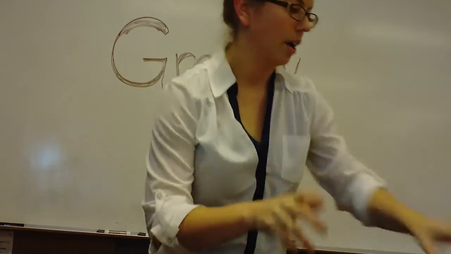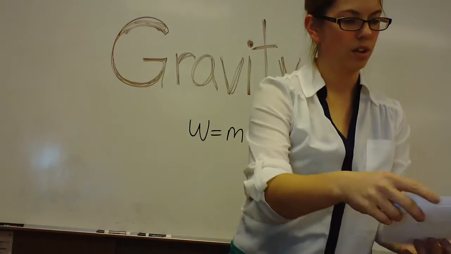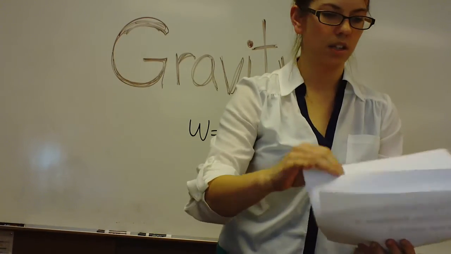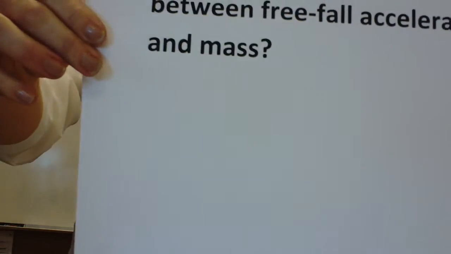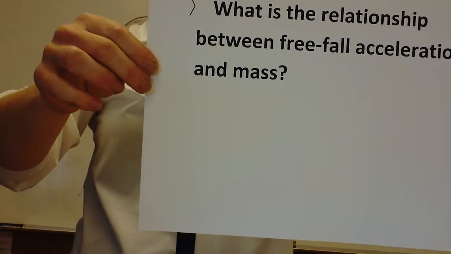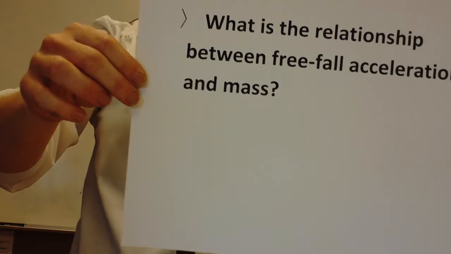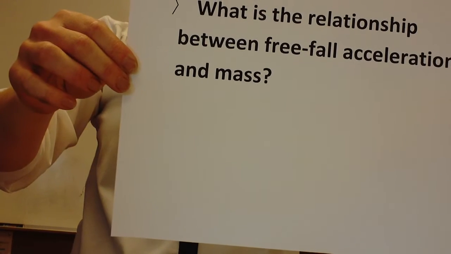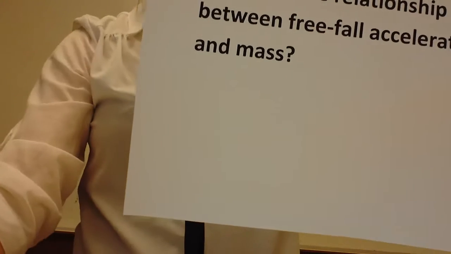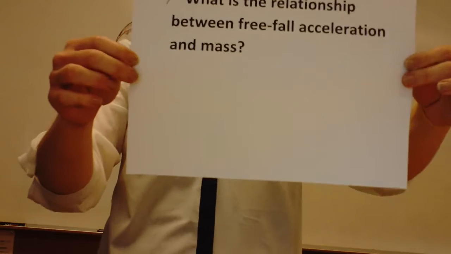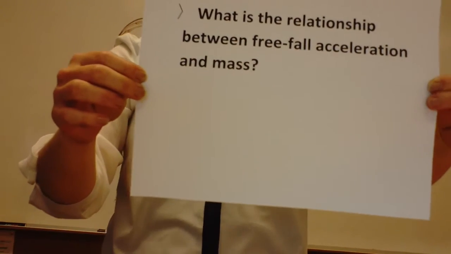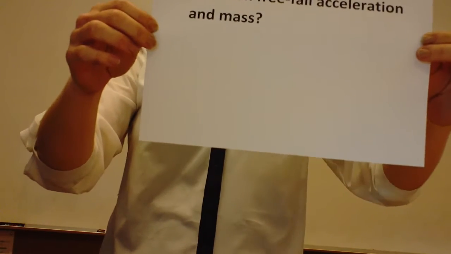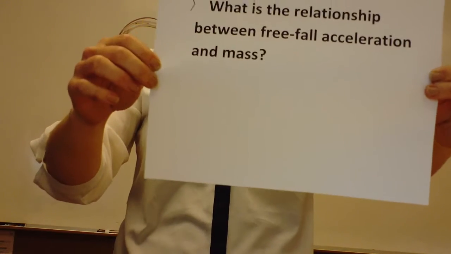Now, our next question is not this, but this. So, what is the relationship between free fall acceleration and mass? You should be on the section that says free fall in your notes. It's just below the picture of different objects and their gravitational force. So if you're just below the picture on the part that says free fall, you're in the right place. And what is the relationship between free fall acceleration and mass?